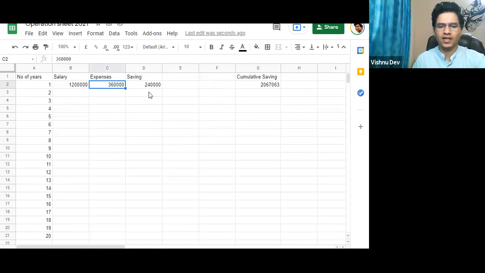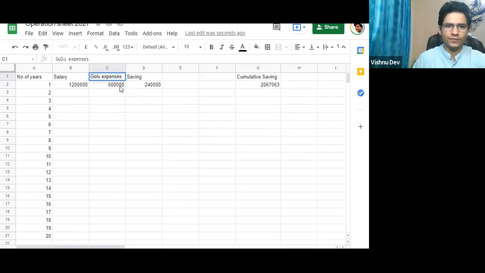And expenses, I will say, will be 6 lakhs. I will add every expense. I will just write here Golu and Bholu. So Golu expenses.